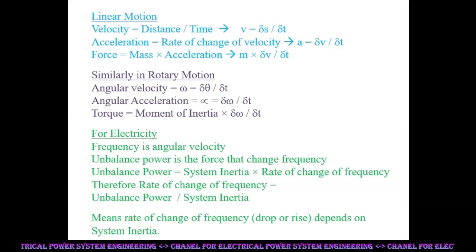Unbalanced power is the force that changes frequency. Therefore, unbalanced power is equal to system inertia times rate of change of frequency. Ultimately, rate of change of frequency is equal to unbalanced power divided by system inertia. This means rate of change of frequency depends on system inertia.